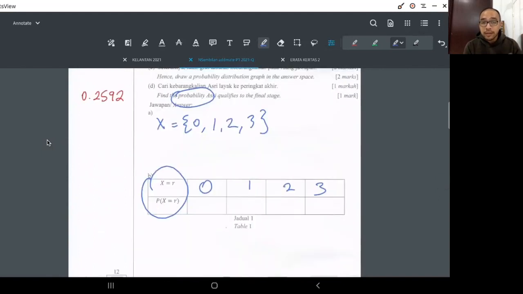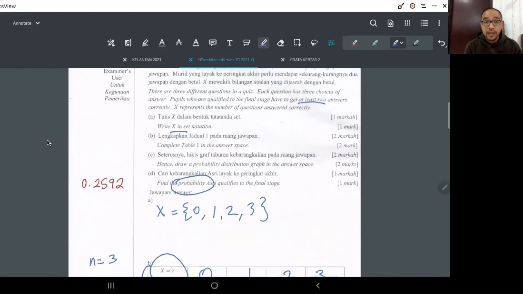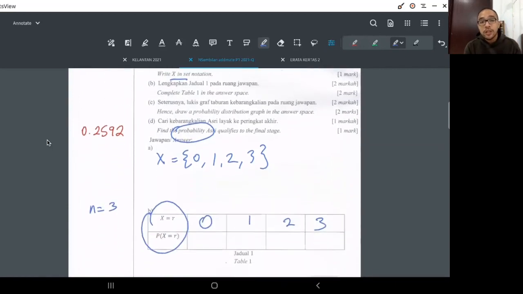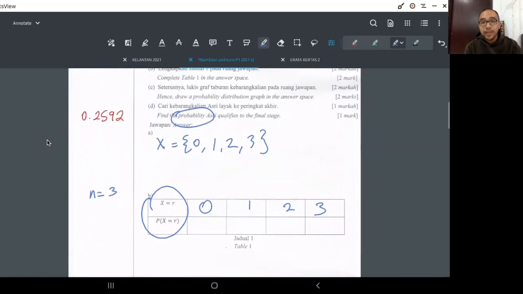Complete the table by calculating this. So n equals 3, of course, and r will be the different values. But the problem is every question has 3 choices of answer. Hold on, 3 different questions, each with 3 choices of answer. So the probability of getting it correct, which is p, will be 1/3. The q will be 2/3. That's very normal, so you can calculate all these values.